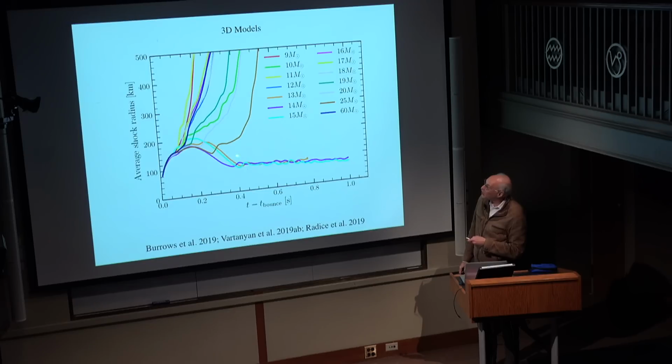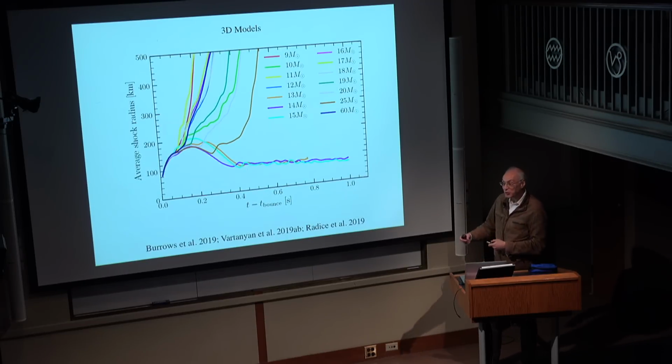This is the average shock radius, 100 kilometers, 200 kilometers. Things sort of stall at around 100 kilometers. That's the stall of the shock. Things go up. Some models don't explode. Most of them do, after a delay. Some explode pretty soon. Most of those that explode pretty soon are low mass, 11 solar masses, 10 solar masses. Those are pretty easy. We see explosions in 2D and in 3D. You don't see them in 1D. You need the turbulence.